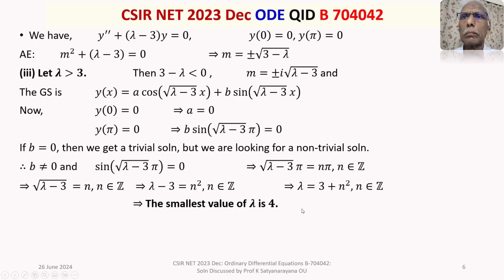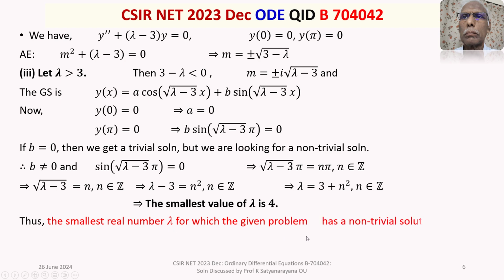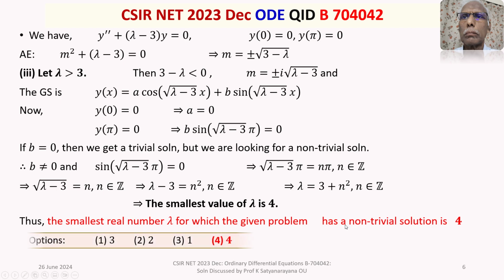And we are looking for that value of lambda for which the given differential equation accepts a non-trivial solution, right? So thus the smallest real number lambda for which the given problem has a non-trivial solution is 4. Let's look at our options, and our answer 4 appears against option 4. Therefore the answer to this question is option 4. That is the detailed discussion of the solution of this problem, right? We make a remark in the next slide.